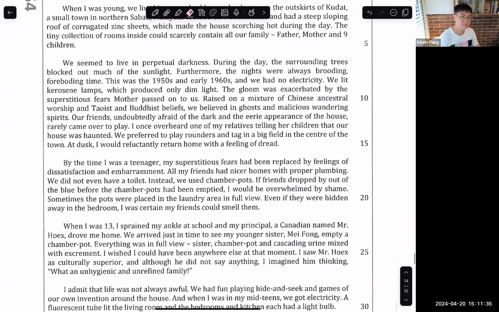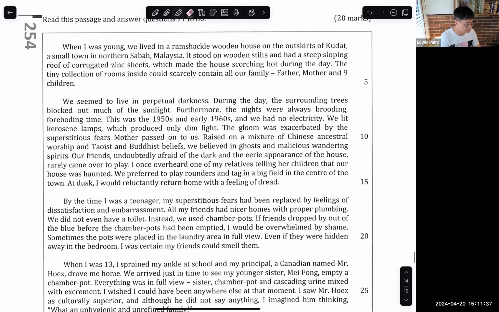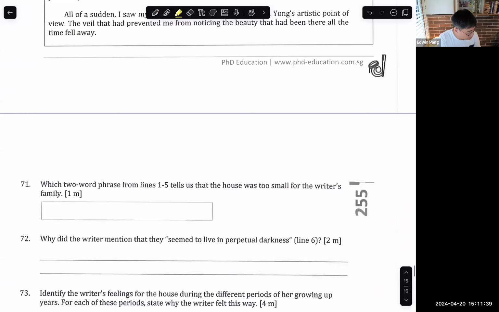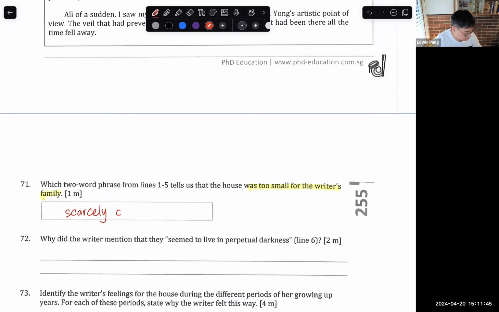Scarcely contain. Okay, the word is scarcely contain. 2-word phrase, right? The house was too small for the writer's family, because it could scarcely or barely contain. All right, must be 2-word, huh?